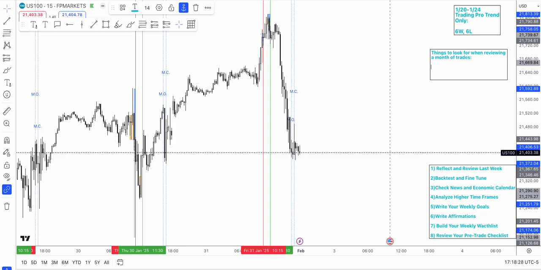So you want to look at the amount of trades or number of trades. See if you took a smaller amount, or you took more than you would like, and just try to adjust and set a goal for the next month.